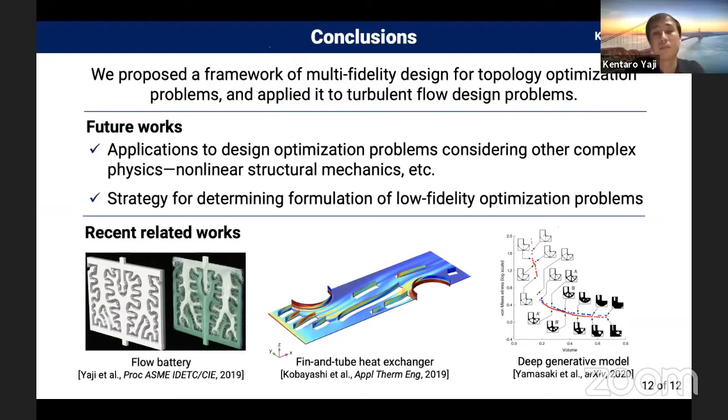Yes, so this research focuses on obtaining a satisfactory solution. It's not an optimized one, because a satisfactory solution is good for practical users. And of course, directly solving the high fidelity problem is the most precise optimization. But we try to get something easily and useful. I need to get a useful optimized one.